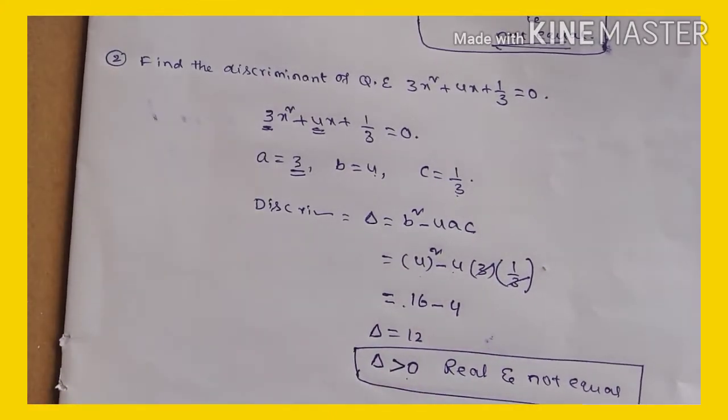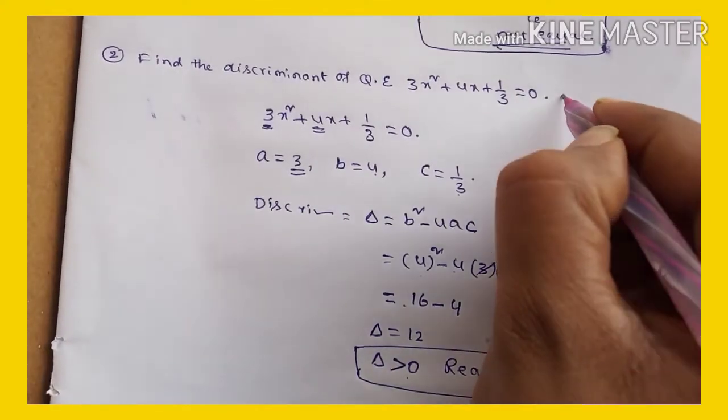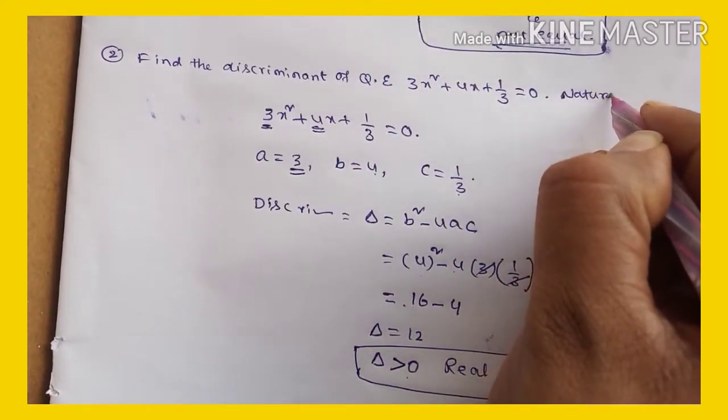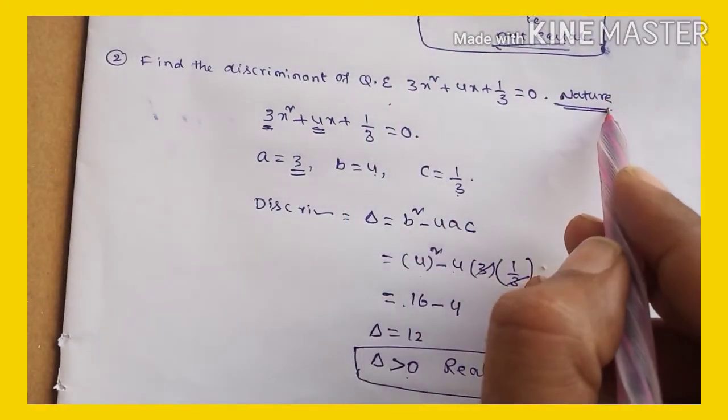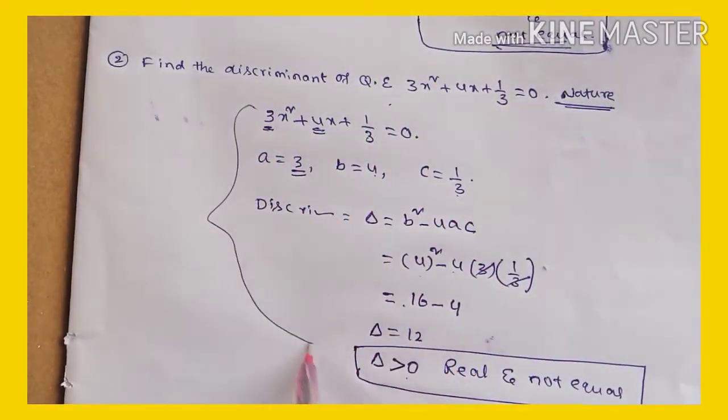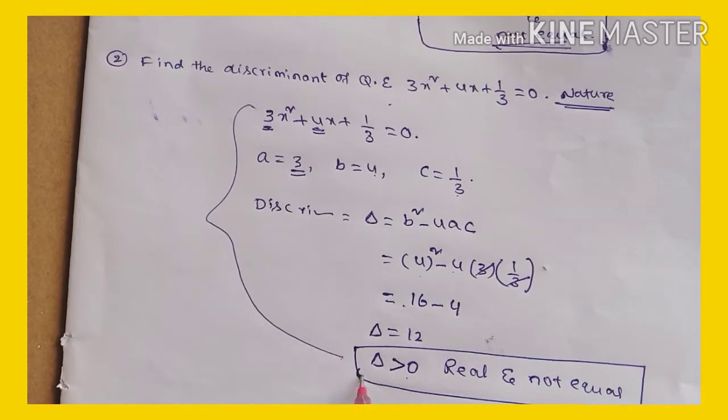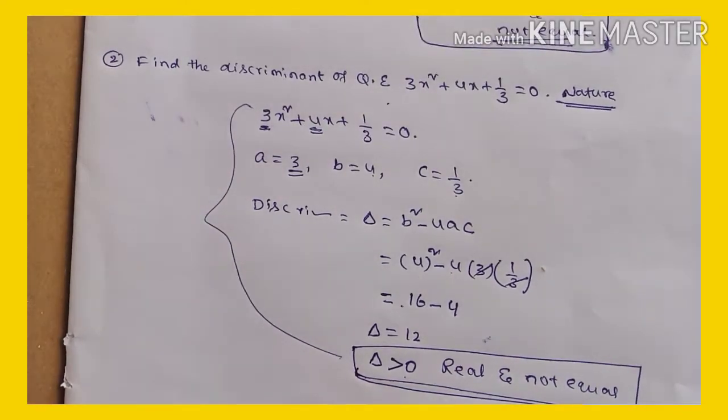We have to write the comment. If we are asked about the nature of the roots, find the discriminant and also the nature of the roots. This is the method of finding the discriminant, and this is the statement we have to write. Delta is greater than 0, then roots are real and they will be not equal.